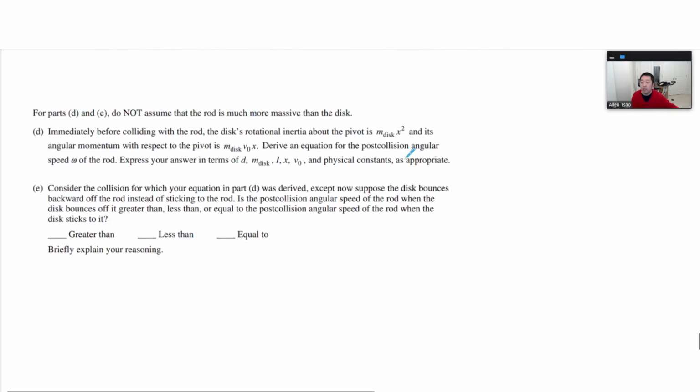For parts D and E, do not assume the rod is much more massive than the disk. Immediately before colliding with the rod, the disk's rotational inertia about the pivot is m_disk x squared, and its angular momentum with respect to the pivot is this. So they're giving you the rotational inertia, and they're giving you this. Derive an equation for the post-collision angular speed of the rod. Express your answers in terms of this as appropriate.